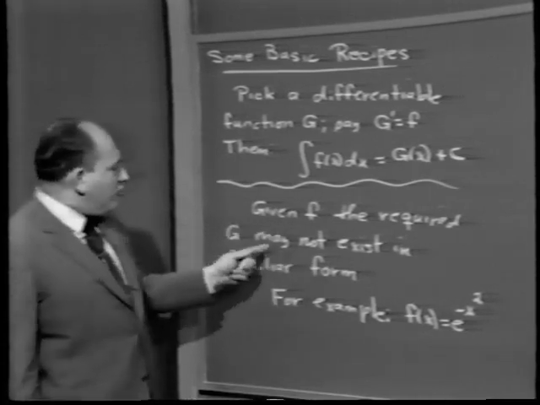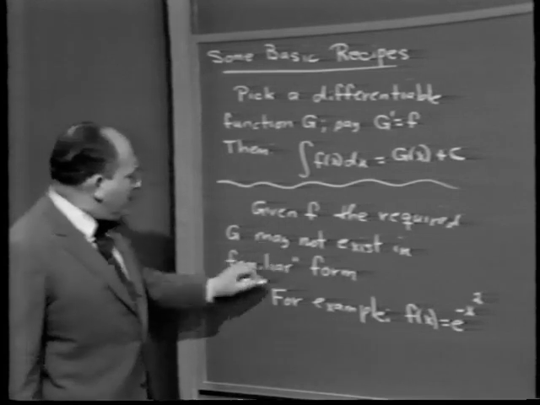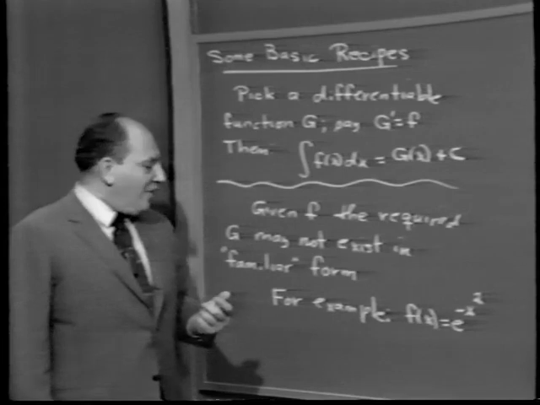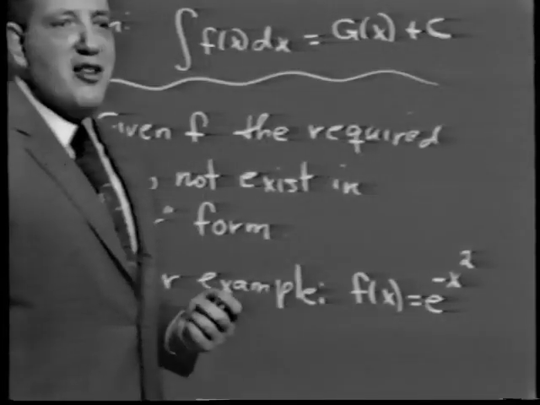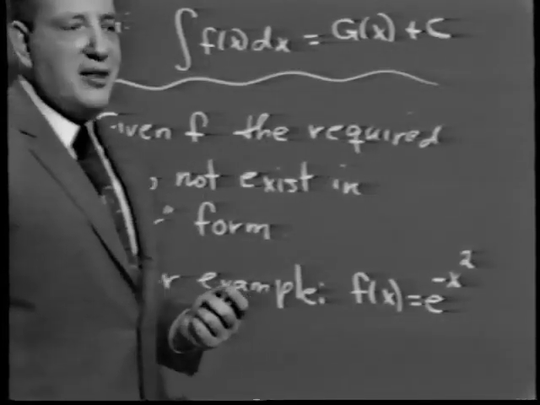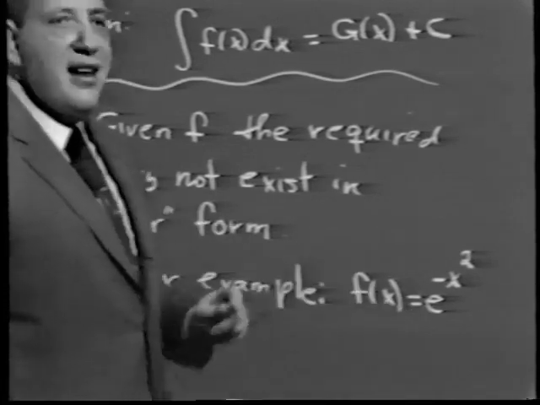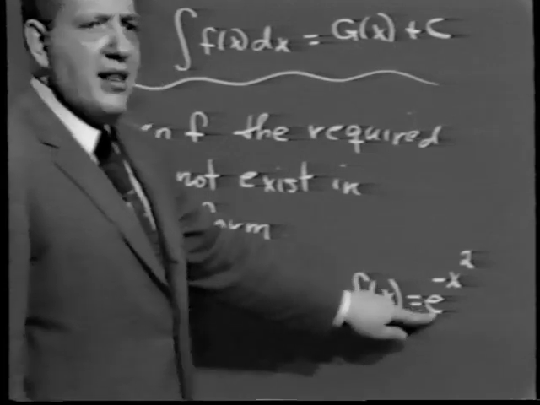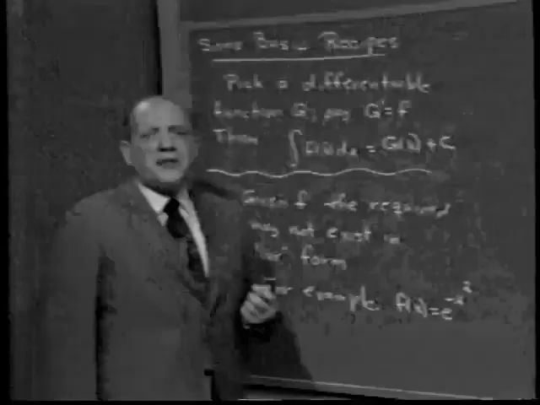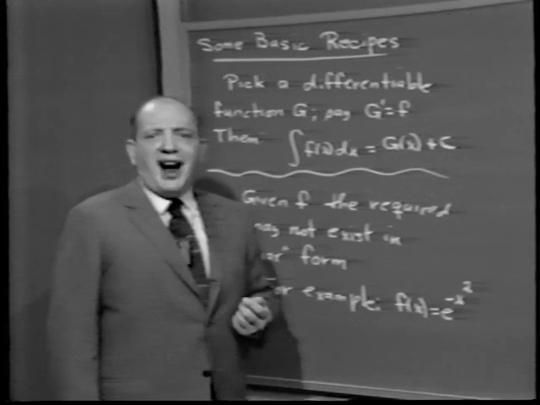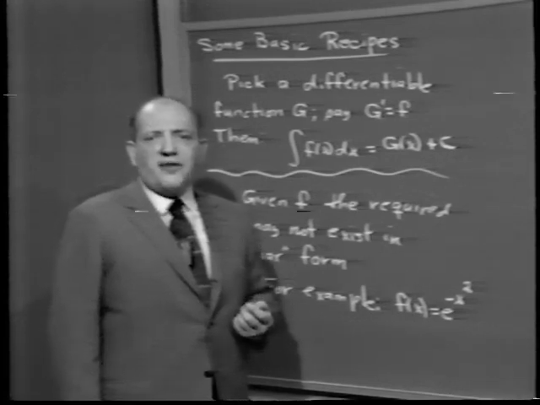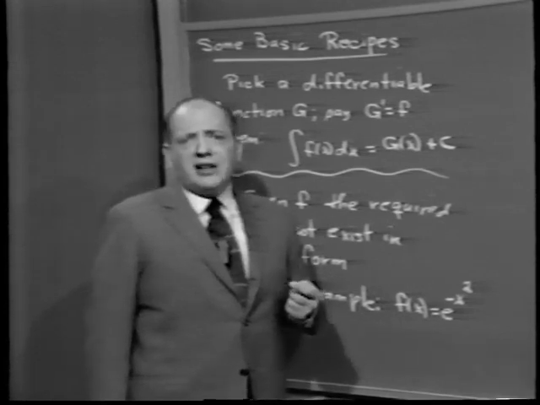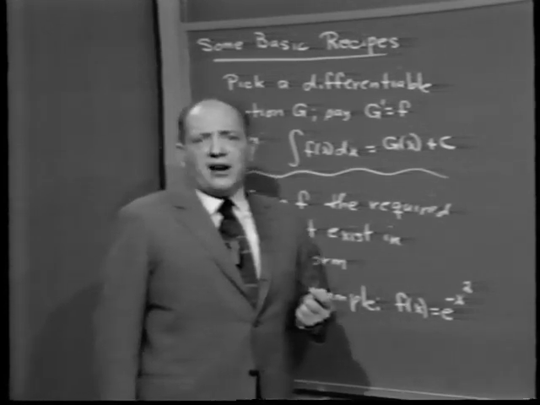Given f, the required g may not exist in familiar form. I don't want to pin down what familiar means any more than that right now. For example, the illustration that we've used several times already in the course. Suppose f of x is e to the minus x squared, and we want a function whose derivative is e to the minus x squared. In terms of areas, by the second fundamental theorem of integral calculus, we can construct such a function in a rather straightforward way, even though it may be difficult to name it in terms of familiar functions.